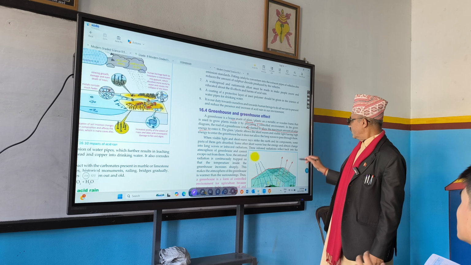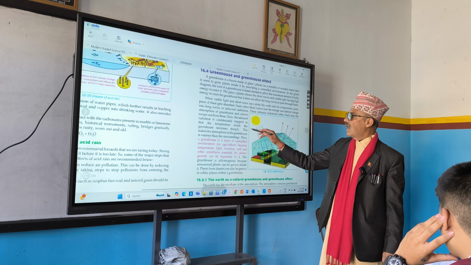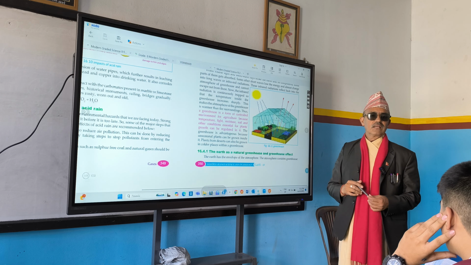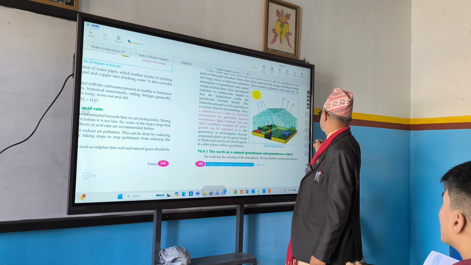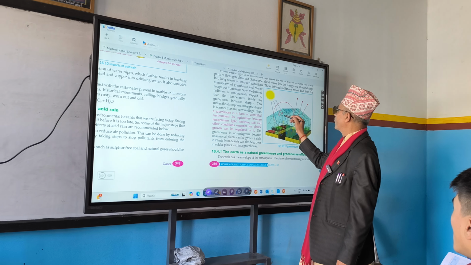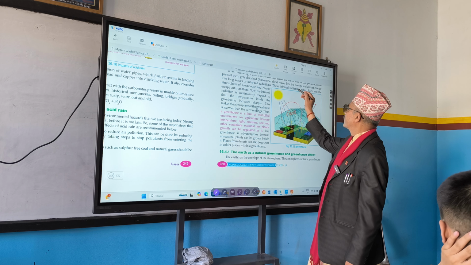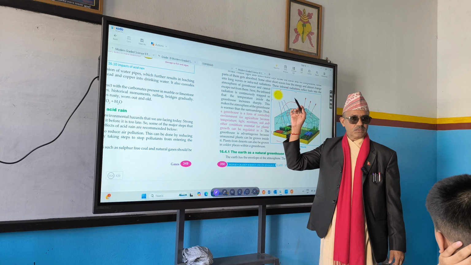Next thing, our earth also acts as a greenhouse. Why or how? Suppose this is earth. What is this? Earth. And the earth is surrounded by atmosphere. Yes or no? Yes, sir.